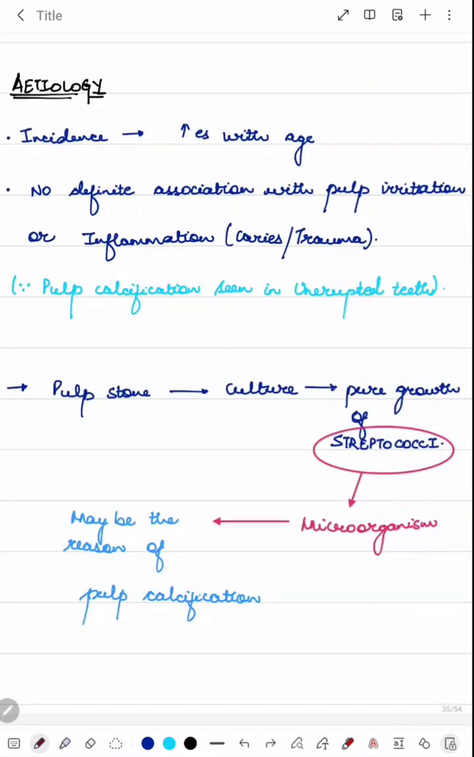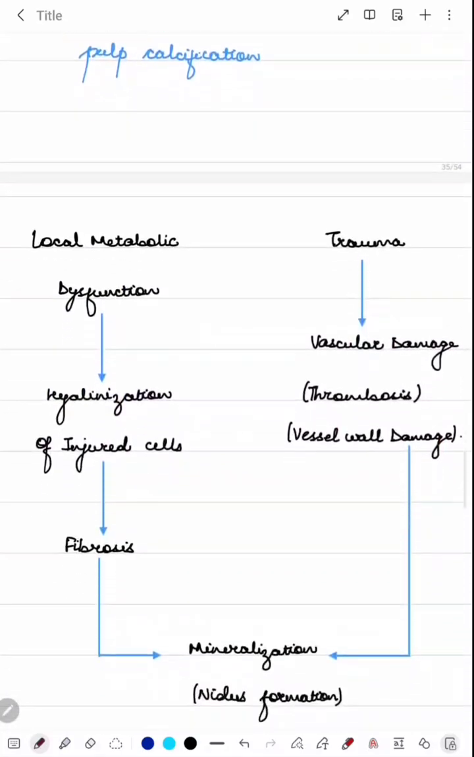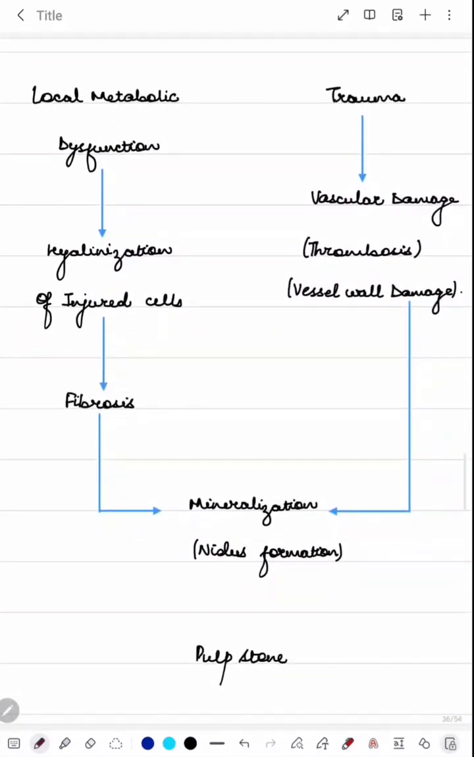Now the etiology of pulp calcification. There is as such no correlation with any pulpal irritation, trauma or caries, etc. It is seen also in unerupted teeth. But when the pulp stone was cultured, there was a pure growth of streptococci, which is a microorganism and may be considered a reason for pulp calcification.